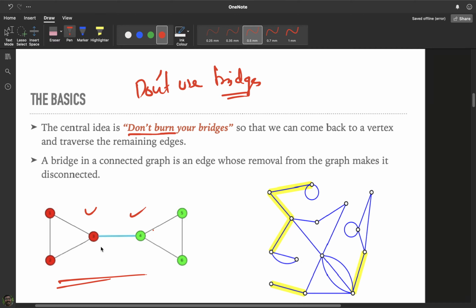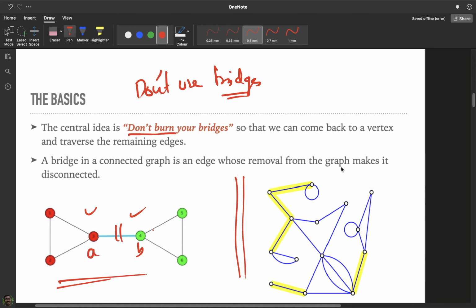So even when you construct an Euler path, suppose you are starting with A here and B here, don't use this edge in the first instance. First you go through other edges only. Only when those edges are used up can you use this edge AB. Because if you use this edge AB first, you can't come back to cover all other edges. So the central idea of this algorithm is don't use bridges in the first instance, or simply, don't burn your bridges.